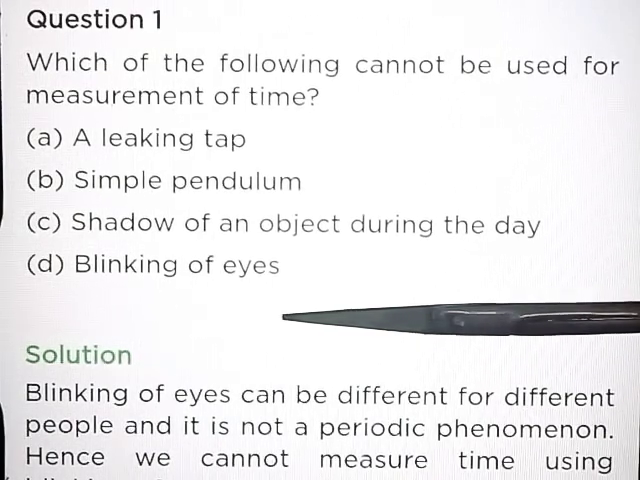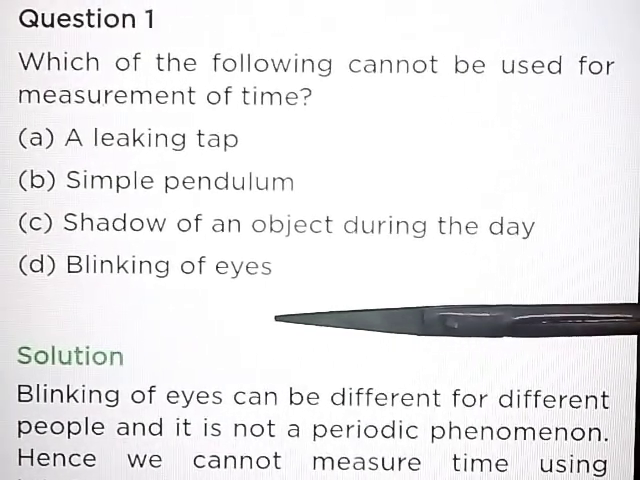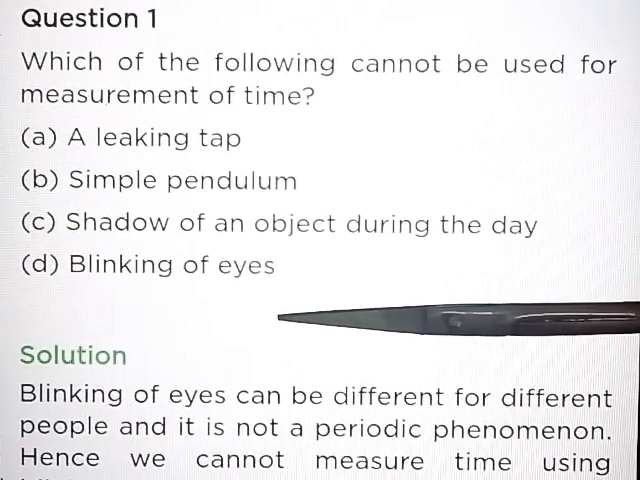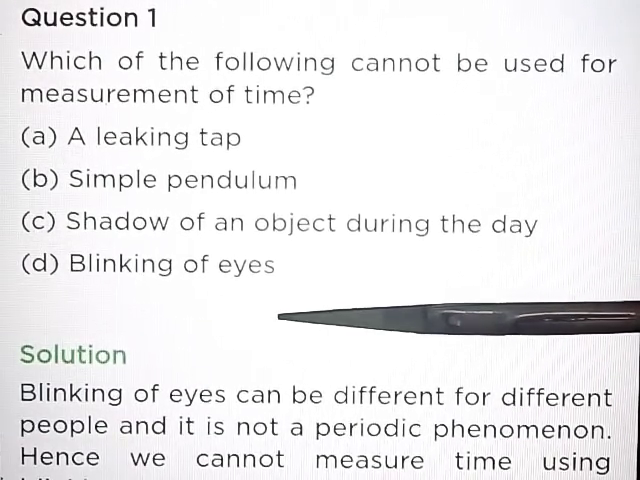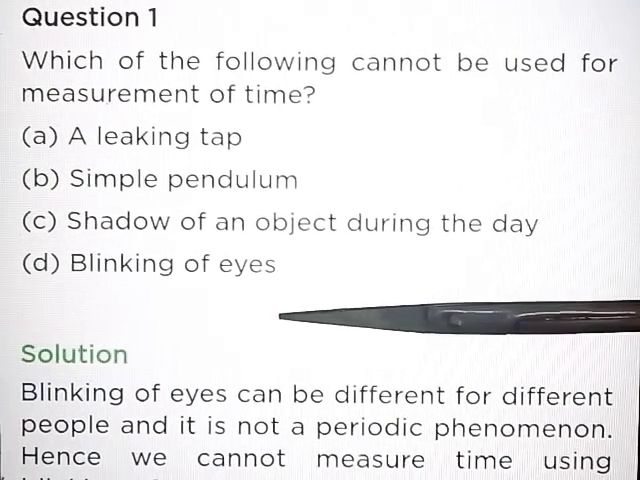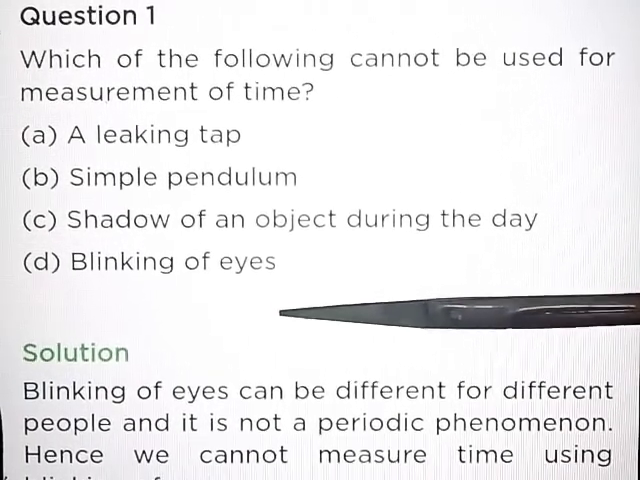Friends, today we are going to learn the MCQs of chapter number 13, Motion and Time. Question number 1, which of the following cannot be used for measurement of time?